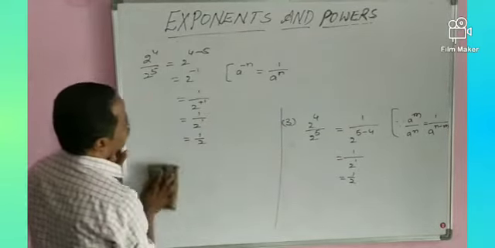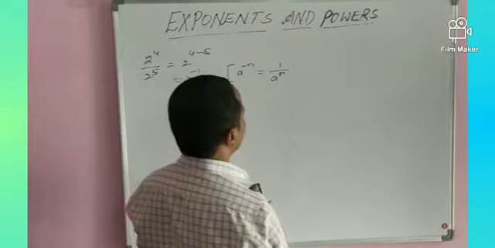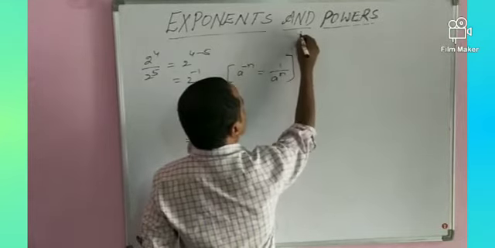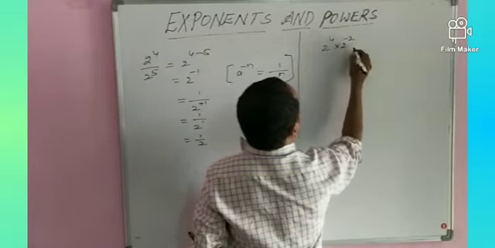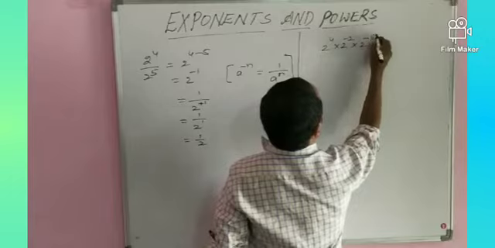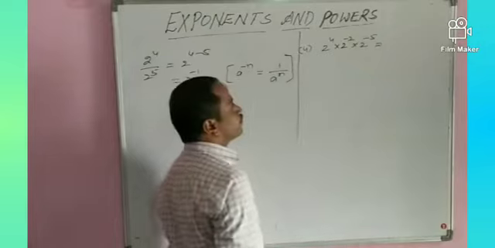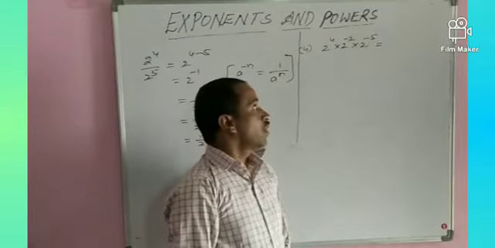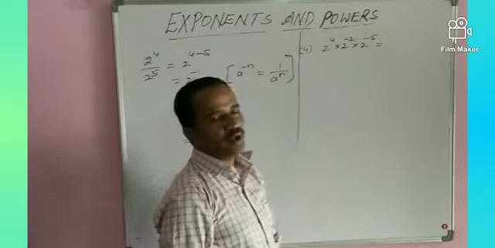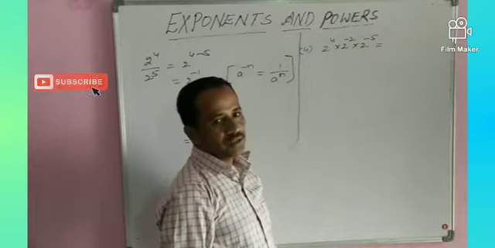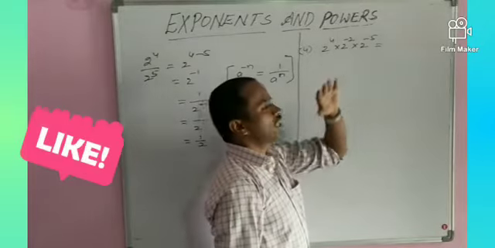So one more example. 4 into 2 power minus 2 into 2 power minus 5. How to solve the problem? Listen, my dear students, more than 2 exponents are there. In the previous class we discussed only 2 exponents. But here more than 2 exponents are there.